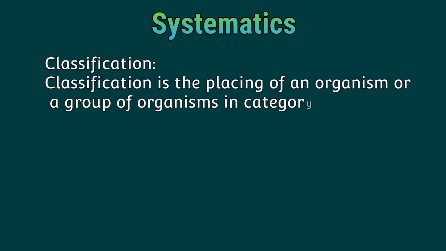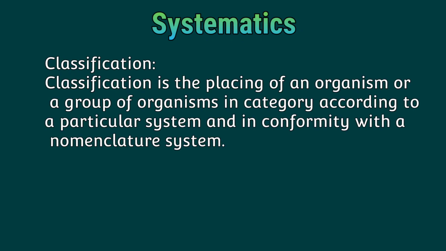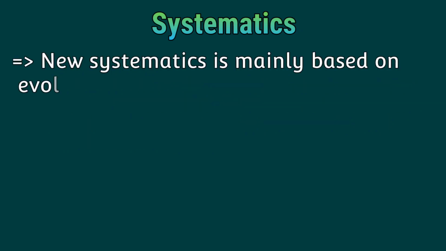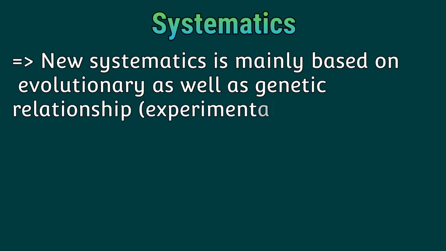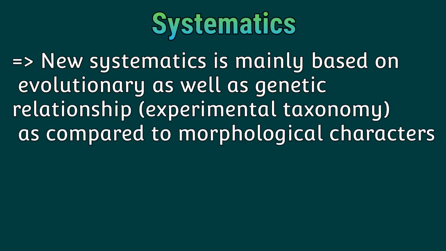Classification. Classification is placing of an organism or a group of organisms in a category according to a particular system and in conformity with a nomenclature system. New systematics is mainly based on evolutionary as well as genetic relationship as compared to morphological characters.